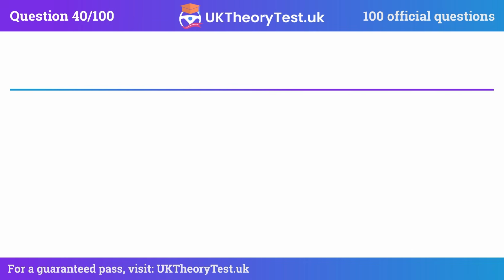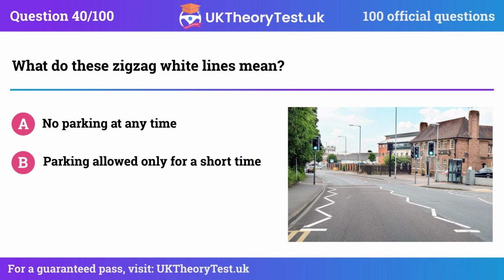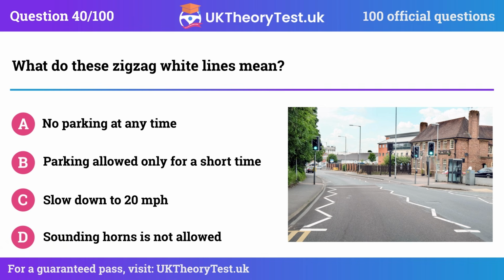Question 40. What do these zigzag white lines mean? A. No parking at any time. B. Parking allowed only for a short time. C. Slow down to 20 miles per hour. D. Sounding horns is not allowed.